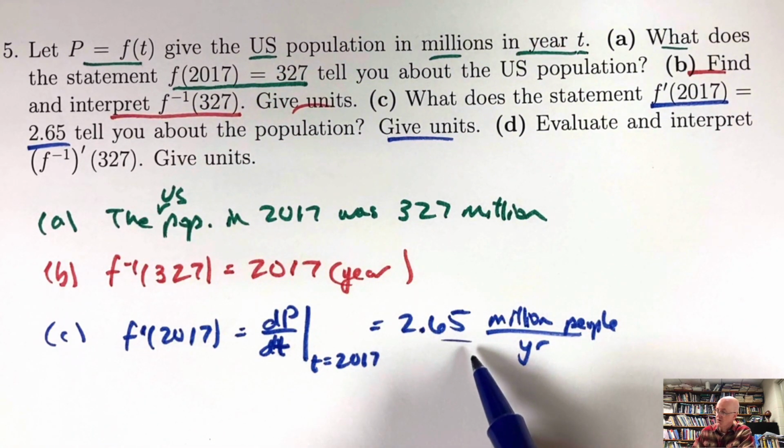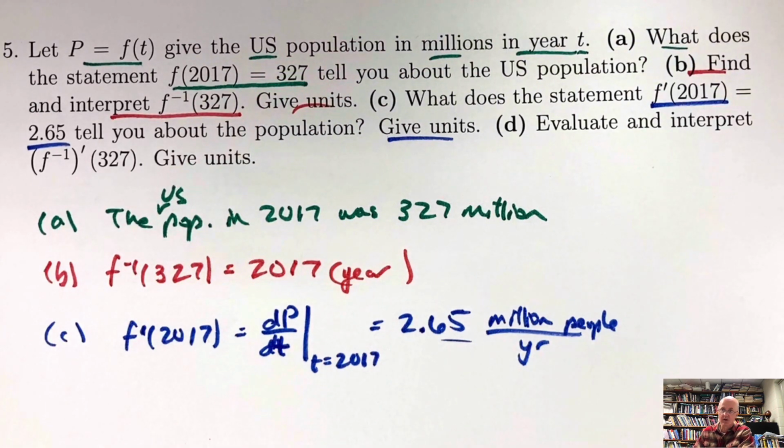So it would be 329.65 million people. Again, you might want to round that, okay? That would be how to interpret that. I'm just doing it verbally here.